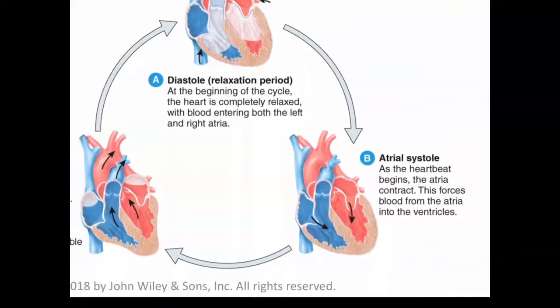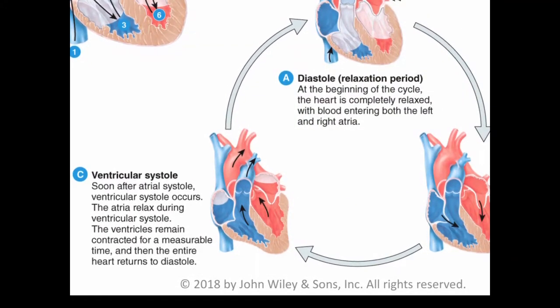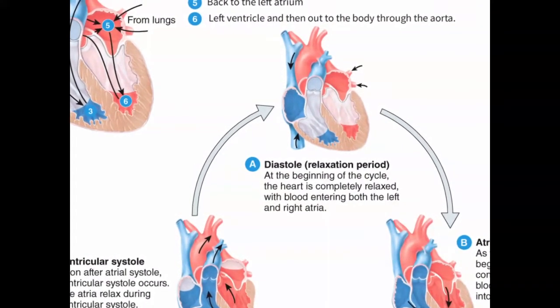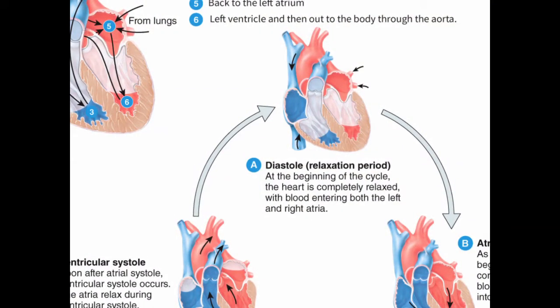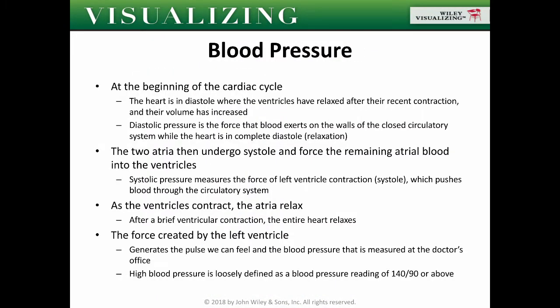And then the next one, the ventricular systole. As you can see, this time the atria are relaxed, but the ventricles contract. So you have your blood that is pushed out of the heart. And then back to the diastole. So it relaxes, allowing the blood to enter the heart. So that is your cardiac cycle.